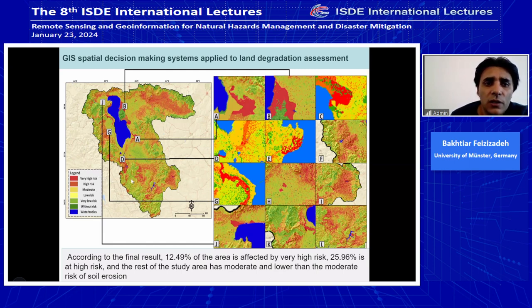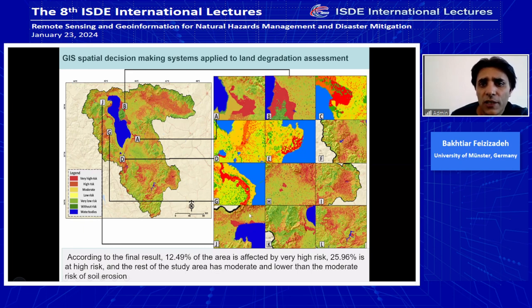area. You can see here the areas having high risk of land degradation in red color, and very high risk in dark red color. Almost most of the area is being impacted by soil degradation, by land subsidence, as a result of climate change in this area, as you could see here.